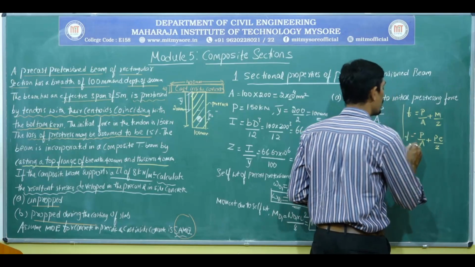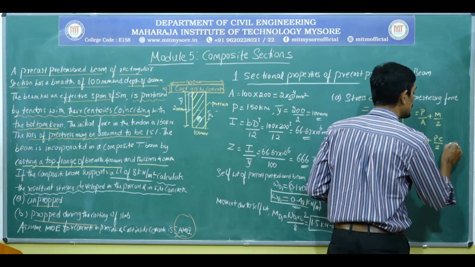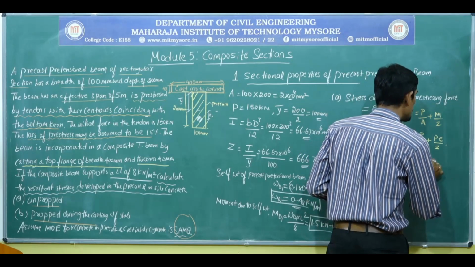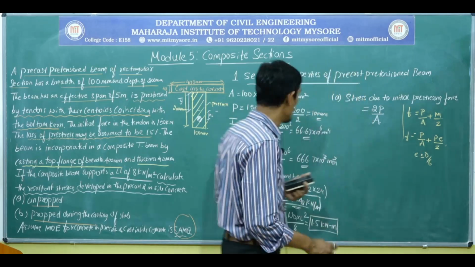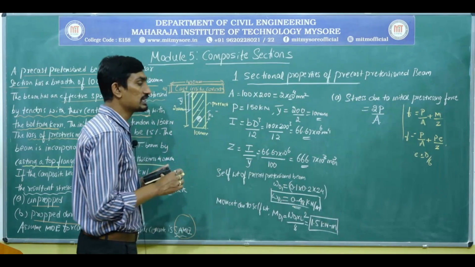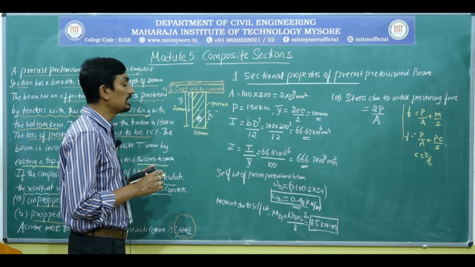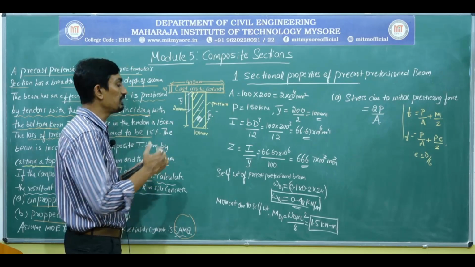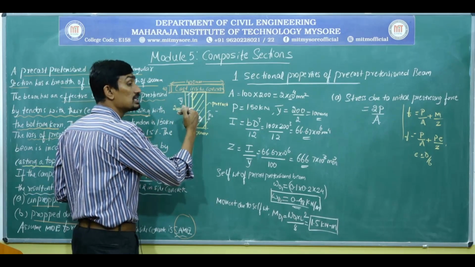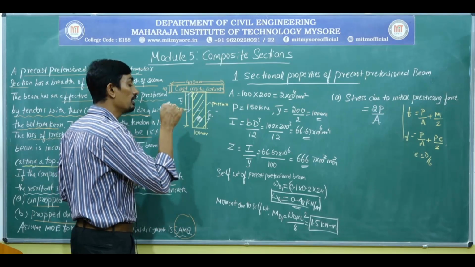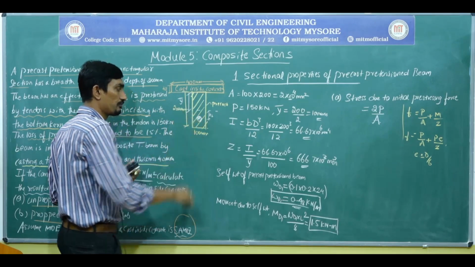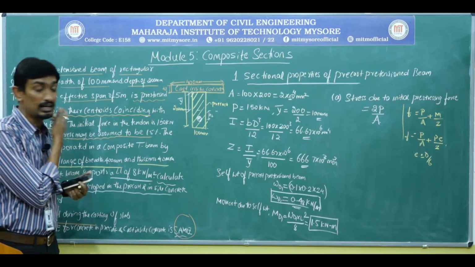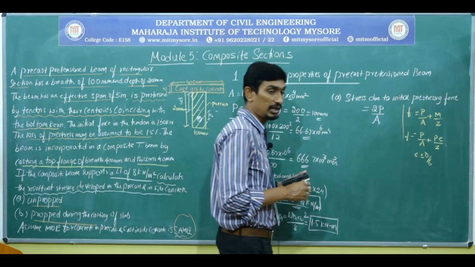So now the very important thing, eccentricity will be at a distance of 1/6 of D, that means this particular distance. So what is eccentricity? Eccentricity is defined as the distance between the centroidal axis of the section and the centroidal axis of the steel, where the pre-stressing force is induced. Am I right? So you can clearly see that the eccentricity is D by 6.